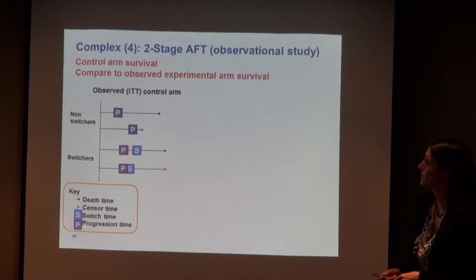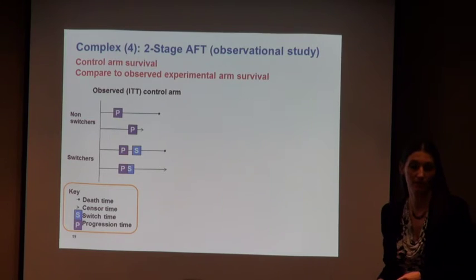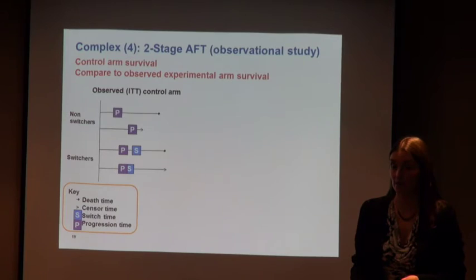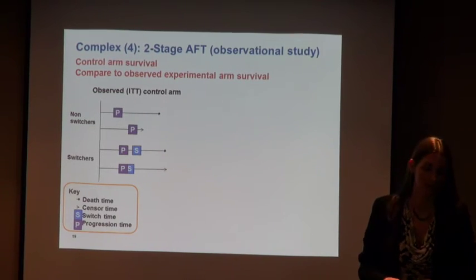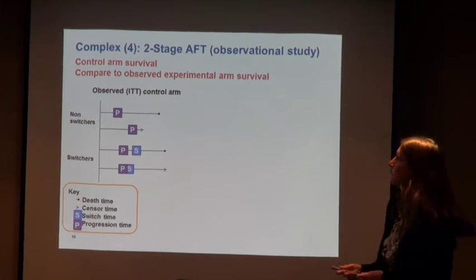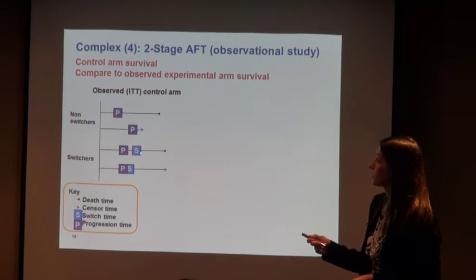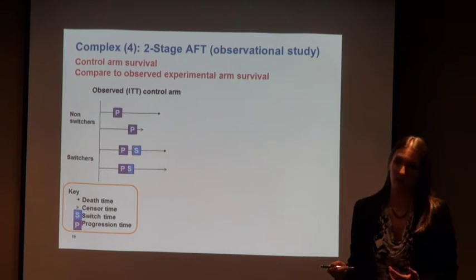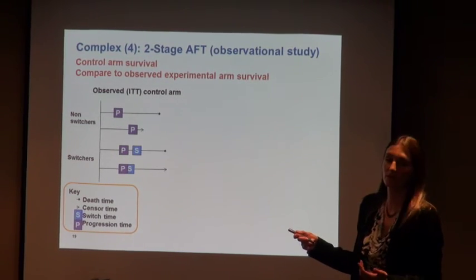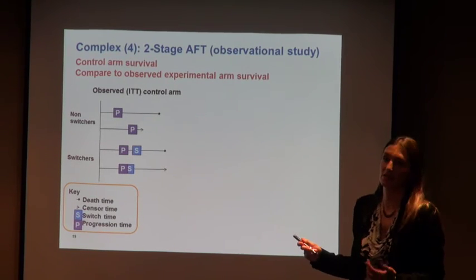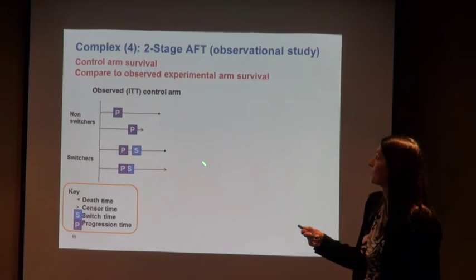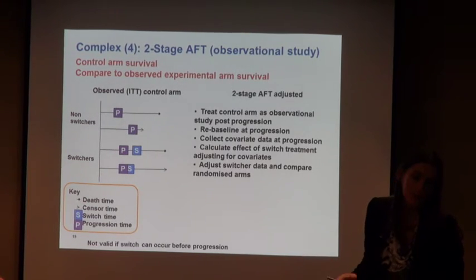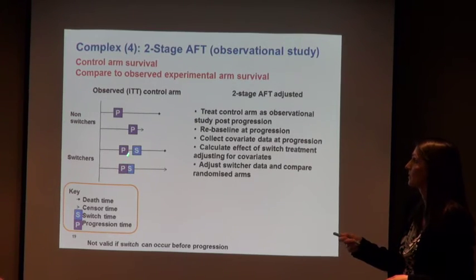And the fourth and final complex method is called a two-stage accelerated failure time model. This is one that was brought up in the NICE technical support document that came out. And the way it works is that, as well as switch time, you look at a patient's progression time, and you define that as a secondary baseline, and you treat the time before progression as the randomized study, and then the time after progression is essentially an observational study. And you compare the switchers to the non-switchers on their post-progression survival. But you adjust that for covariates that you measure at the time of progression.